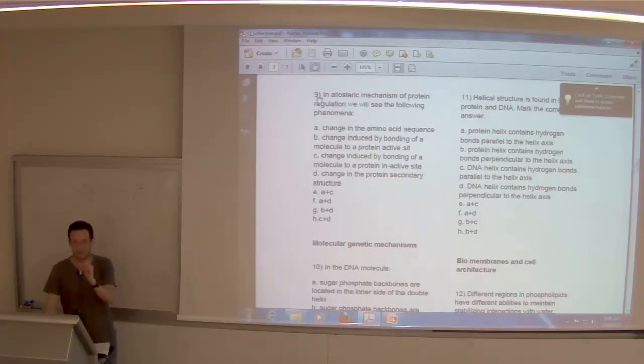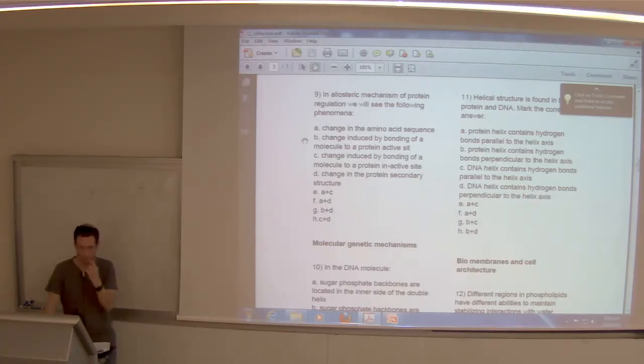Okay. Now, in the allosteric mechanism of protein regulation, we will see the following phenomena. Let's go one by one. So A, change the amino acid sequence. What do you think? No chance. I mean, maybe a removal of a protein fragment or something will cause this, not allosteric mechanisms. Okay? B. Change induced by binding of the molecule. I have a typo there.